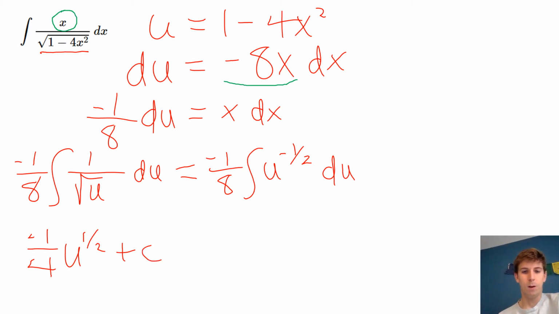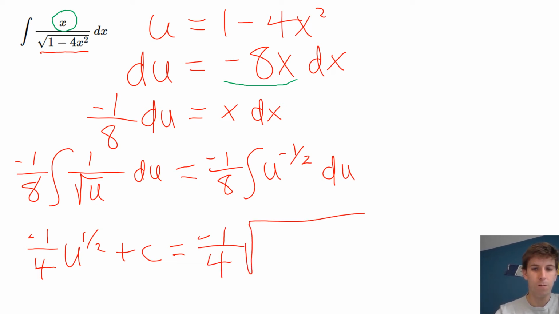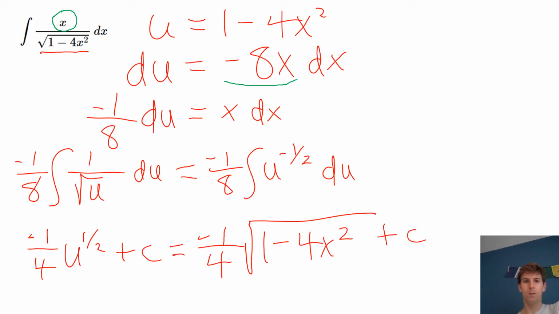Beautiful. Sorry for that very ugly 4 there. I'll fix that. All right, and now I've got to this step. All I got to do is once again plug back in for u. I know the 1/2 exponent's the same as a square root, so I'll just do that right now. Negative 1/4 times the root of 1 minus 4x squared plus c. And there we go. That right there is our final answer.